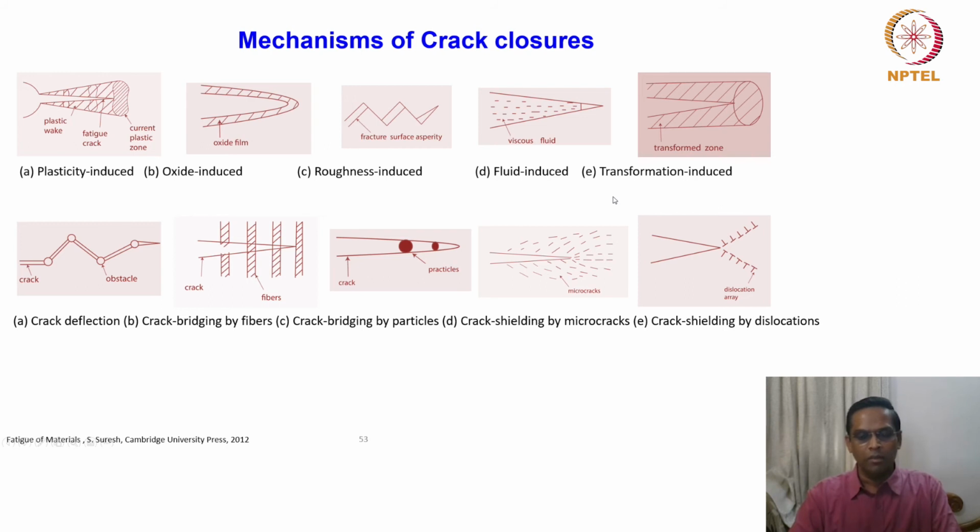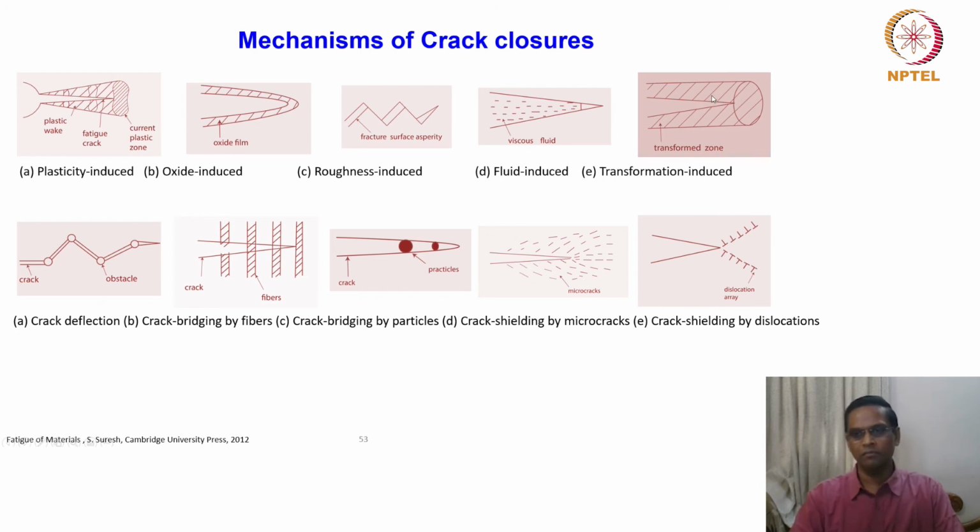The other point I want to summarize is the mechanisms of crack closure. We have already seen this in fracture mechanics, just to recall. One of the important crack closure mechanisms is the plastic zone developing ahead of the crack tip. So we have seen this is plasticity induced crack closure. As you move ahead, the plastic zone gets bigger and bigger, then the crack gets resistance or gets closed sometimes. Then there is oxide film induced crack closure, roughness induced crack closure, especially in a mode 2 kind of situation, fluid induced crack closure, and transformation induced crack closure also we have seen.